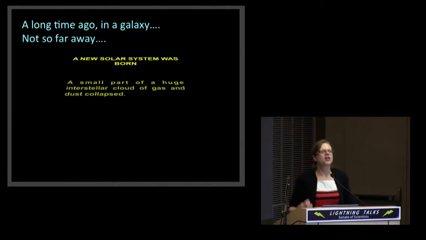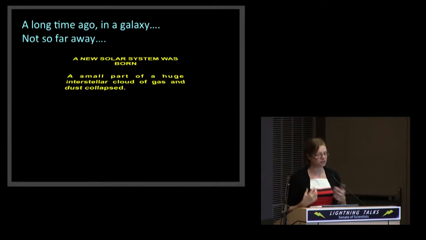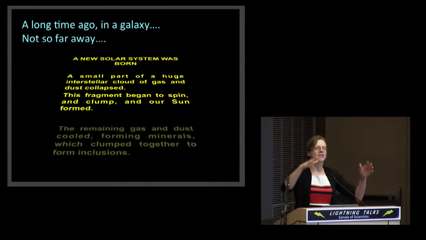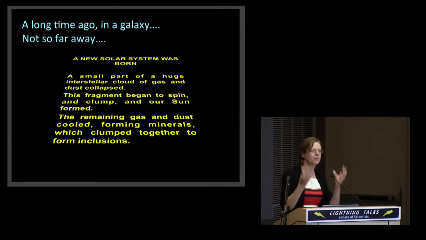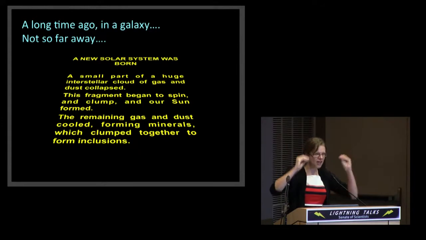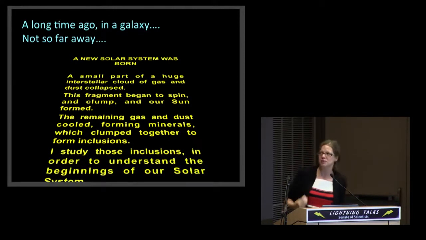It was the collapse of a small part of a huge interstellar cloud of gas and dust that formed our solar system. As this small fragment of the cloud collapsed, it began to spin, and in the center, our new sun formed, and around the outside of our sun, the other material in the disk began to cool, it began to condense, began to form little minerals. Those minerals clumped together to form little dust bunnies, little inclusions. It is those inclusions that I study in order to be able to understand the very beginnings of our solar system.